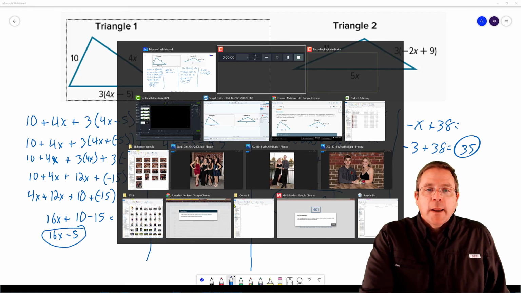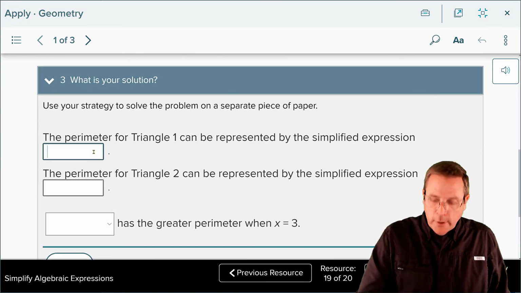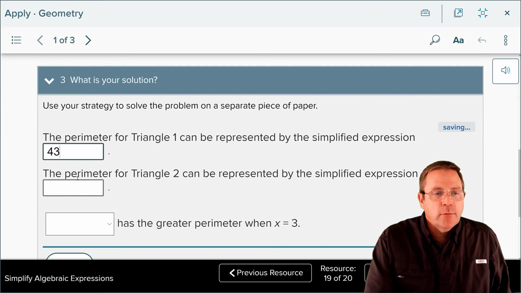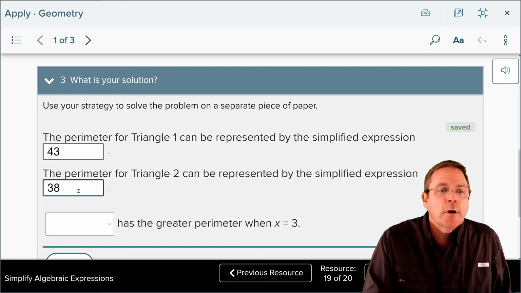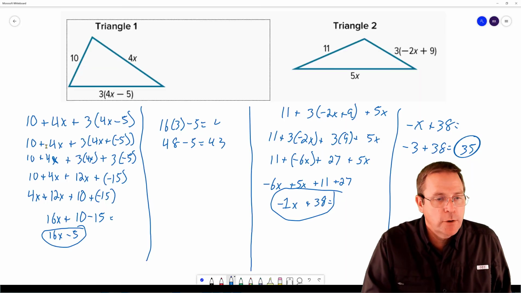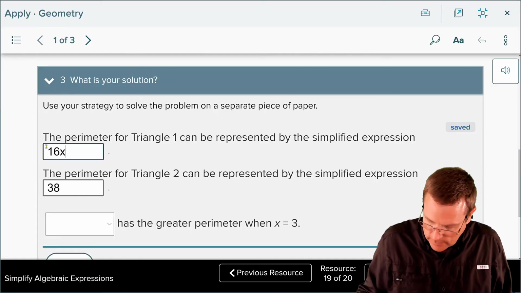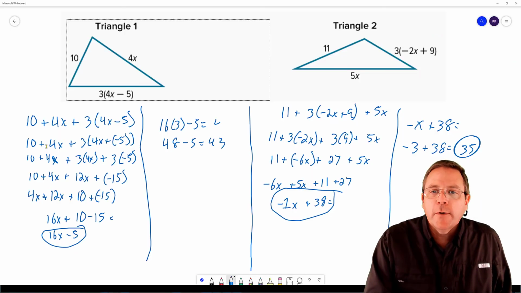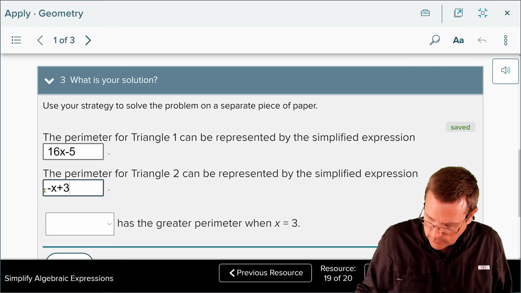Now it's time to start answering some of the questions they have here for us. So first off, the perimeter of triangle 1, that was 43. The perimeter of triangle 2, that was 38. Oh, wait a minute, hold on. That one's a simplified expression, so the simplified expression for triangle 1 is 16x minus 5. The simplified expression for triangle 2 is negative x plus 38.